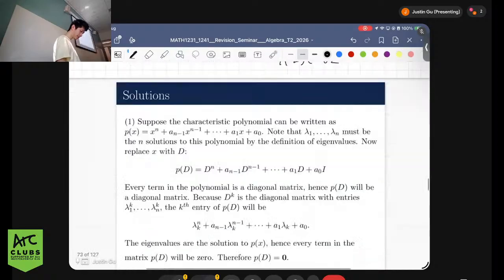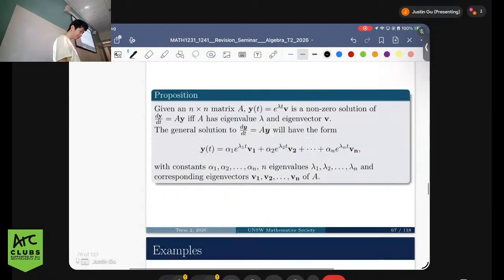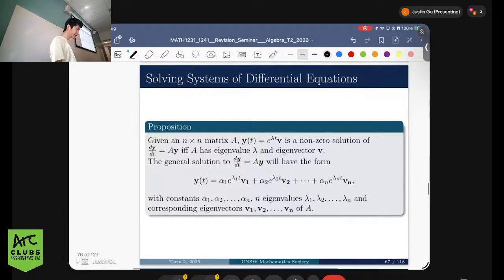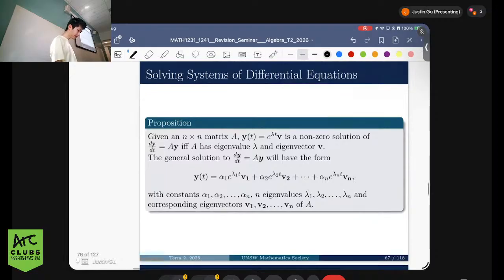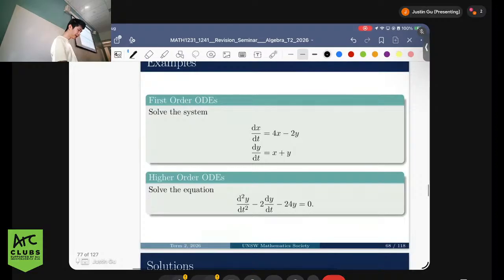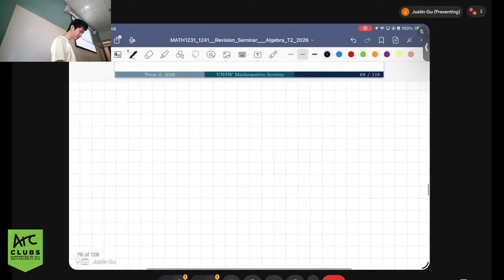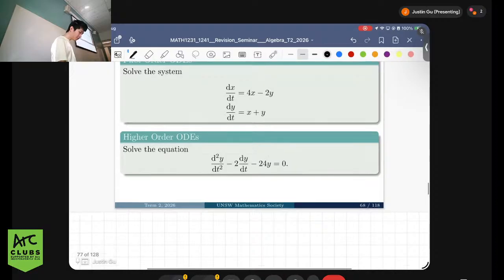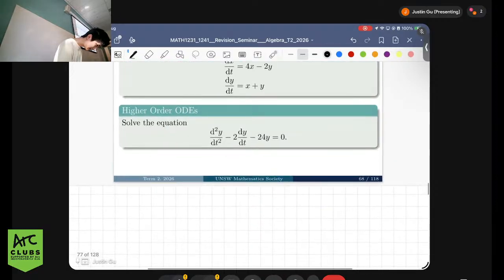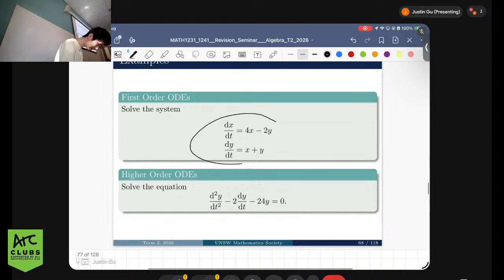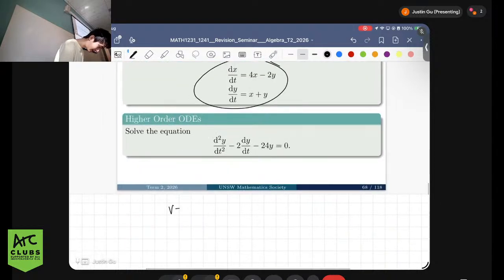Okay, so we can also solve a system of differential equations using this, right? For example, if we have first order ordinary differential equations with multiple variables, what we can do is say, okay, for this one right here, we can say let v equal the vector (x, y) and define dv/dt to be (dx/dt, dy/dt), right?